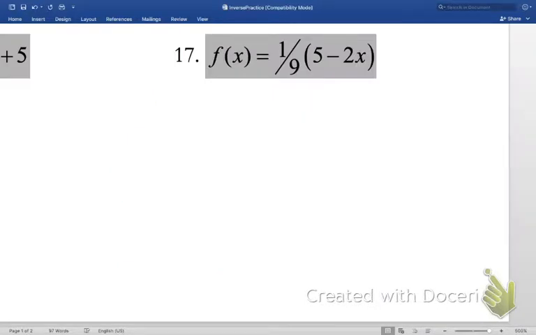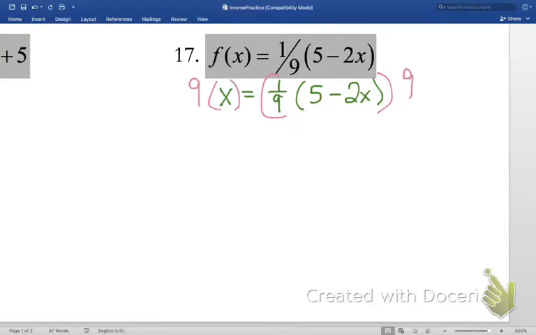Number 17. I have a linear function here, so I switch my x and my y. The inverse of a linear function is another linear function, so I'm expecting to get a linear. Where do I start? I have that 1/9 on the outside. Need to get rid of that, so let's multiply both sides by 9. It's going to cancel on the right-hand side of the equation. So I now have 9x equals 5 minus 2x.